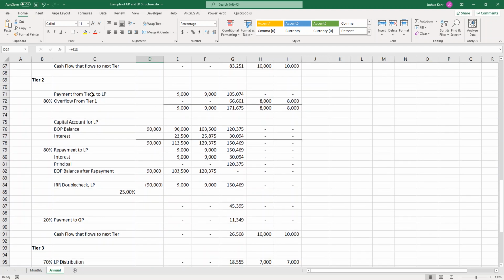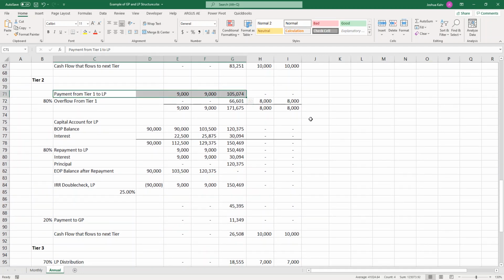So first we figure out, what did the LP get up until now? That's their tier one. That's them making 12% on their money, getting 90% of the cash. Then we say, well, if they got 80% of everything above that, what would that look like? Now, we're not going to give them 80% of everything. We're going to give them 80% of everything up to a 25 rate of return. But to start with, let's just pretend we give them 80% of everything.